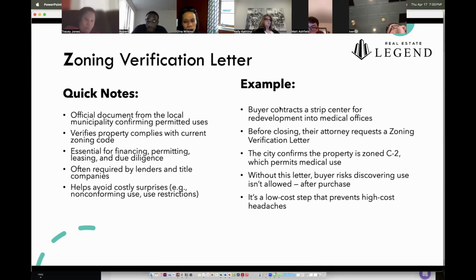So there you go, guys. That is the ABCs of commercial real estate. I hope you guys got a lot out of this. I hope you learned a few things in the ABCs, at least more than you knew before, right?